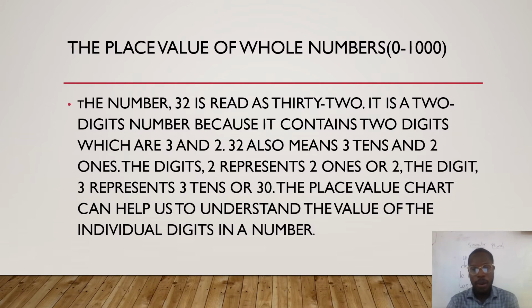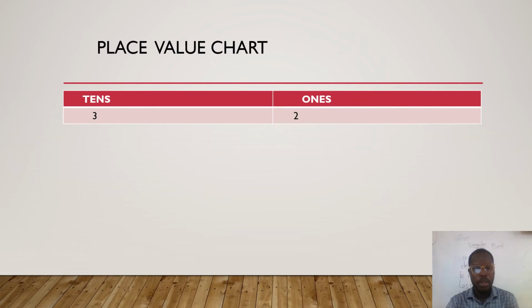The place value chart can help us to understand the value of the individual digits in a number. For instance, you have been given a number like 32. You can see that one number is at the right hand side, and the other number is at the left hand side. This figure 32 contains 2 digits, and the digits are 3 and 2. From where I'm sitting, I can see that 2 is at my right hand side and 3 is at my left hand side.